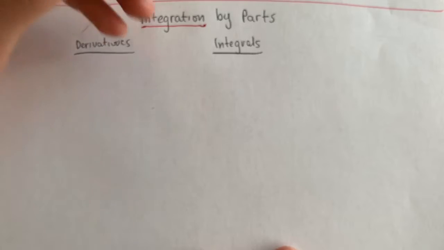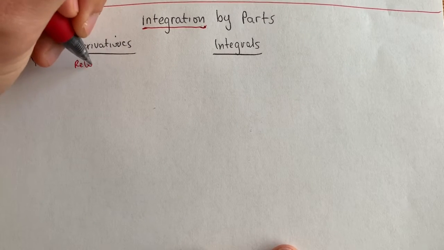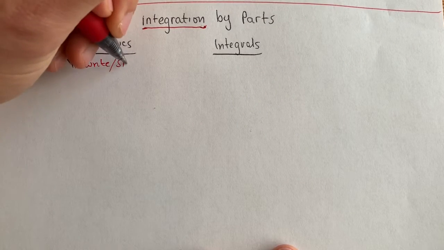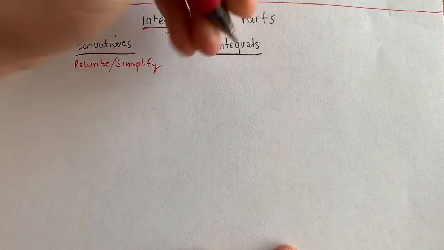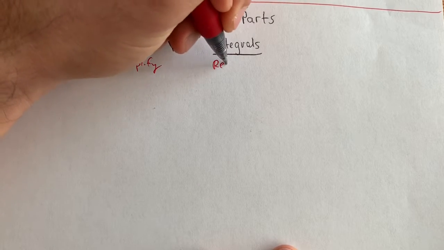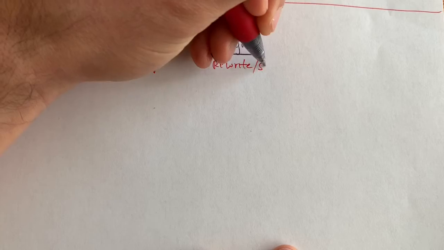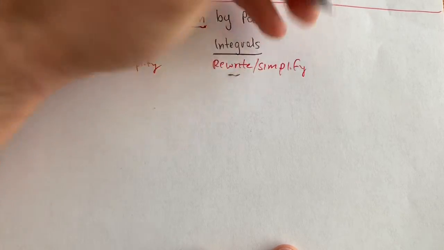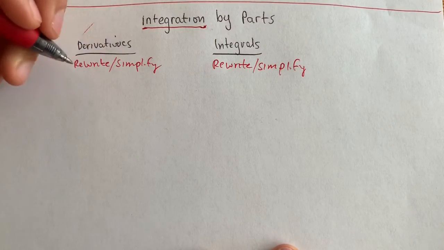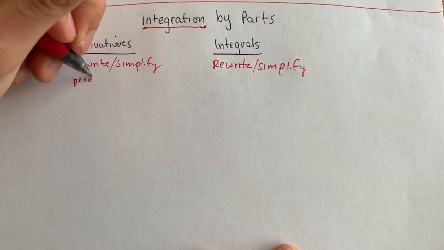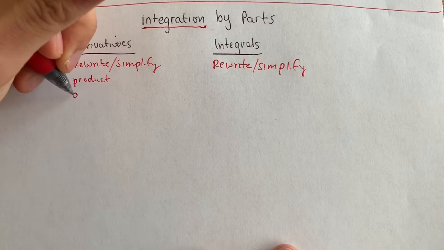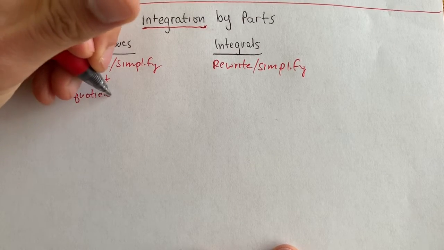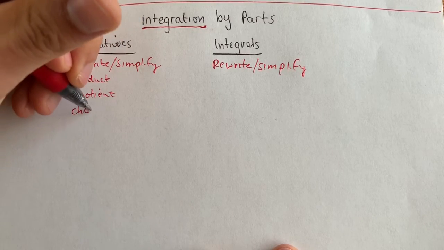The first thing for any problem would always be to try and rewrite and simplify. So same for integrals, always look to rewrite and simplify. Now, for derivatives, you might have to do a product rule, quotient rule, or a chain rule.